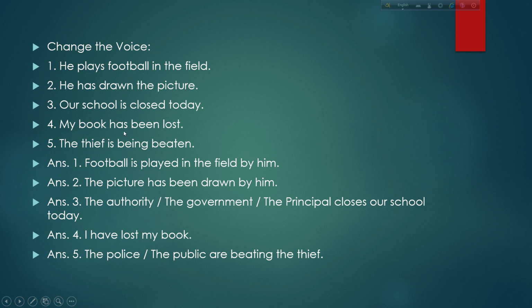Number 4, my book has been lost. That is, it should be by me, but it is not given. So when we are changing it into active, we should say I have lost my book.